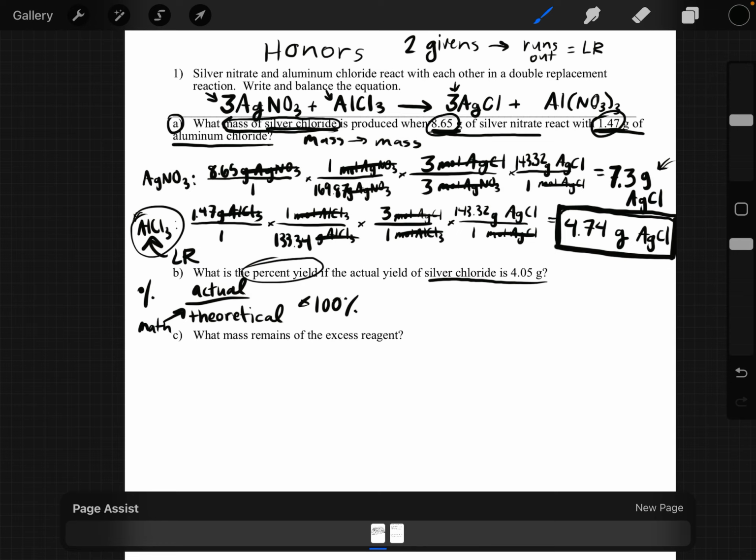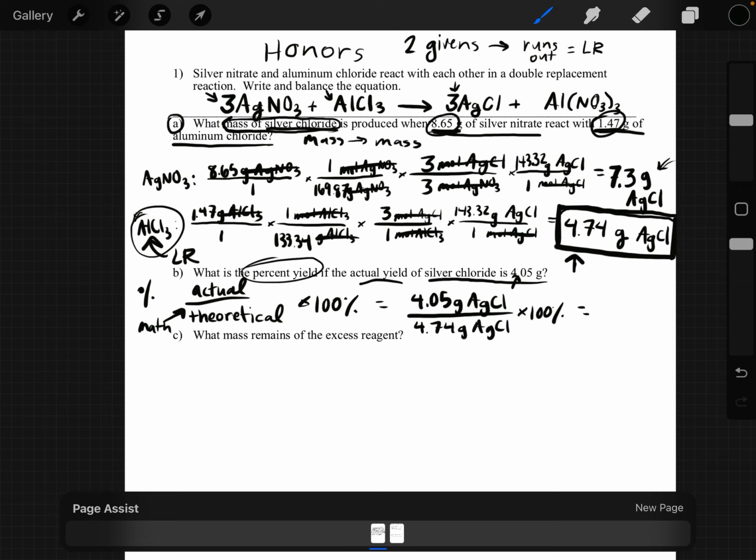Percent yield is kind of like your grade. Like, theoretically, you should get 100% on your chemistry test if you learned everything and you mastered it all. But what did you actually get? Well, you got 80 points out of 100, so your percent yield of what you were able to accomplish was an 80%. So the way we can do this is we can say, okay, actual yield was 4.05 grams of silver chloride. And from the last problem, we determined how much we could make potentially, and that was 4.74 grams of AgCl times 100%.